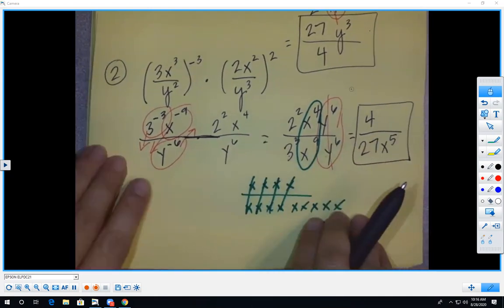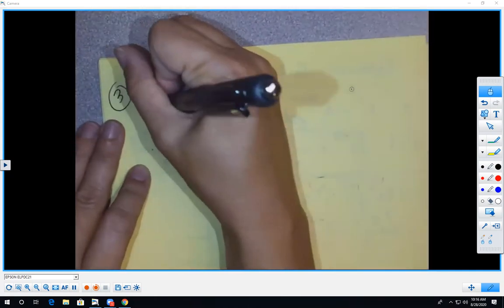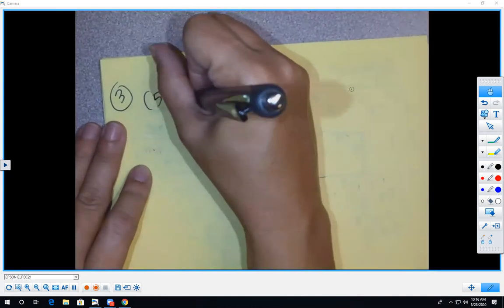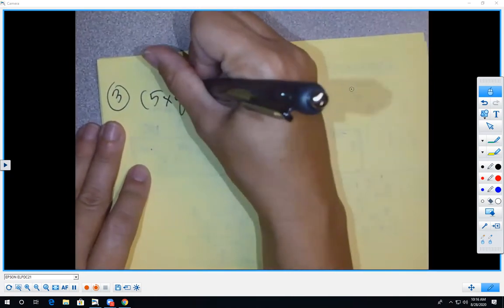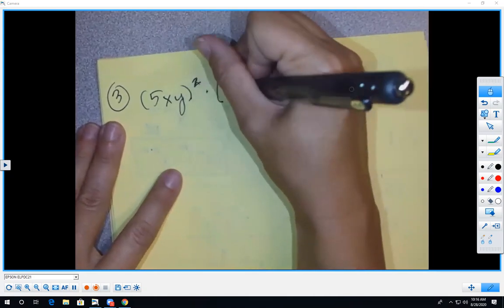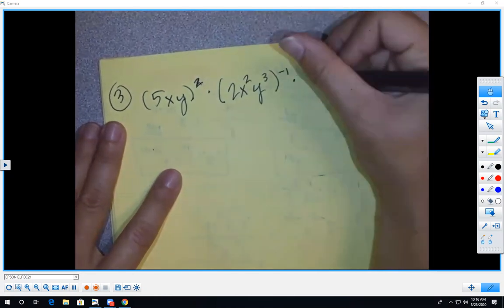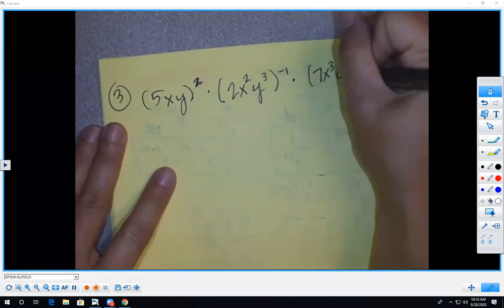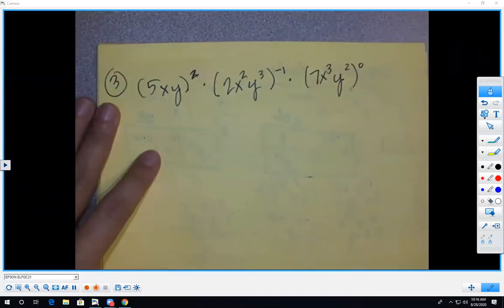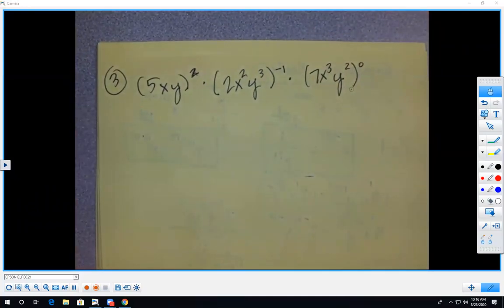If I have the problem 5xy to the 2nd power times 2x squared y cubed to the -1 power times 7x cubed y squared to the 0 power. Oh, wait a second. If there's a negative exponent, we just move it up or down depending where it is.